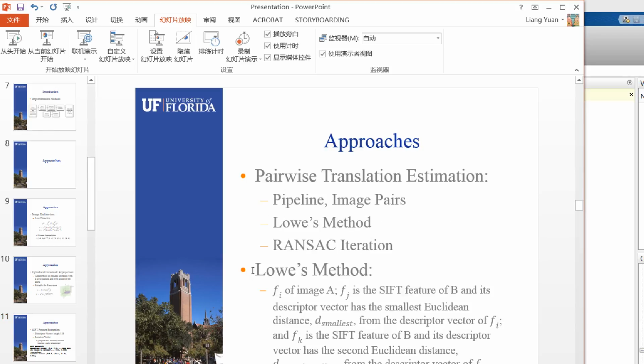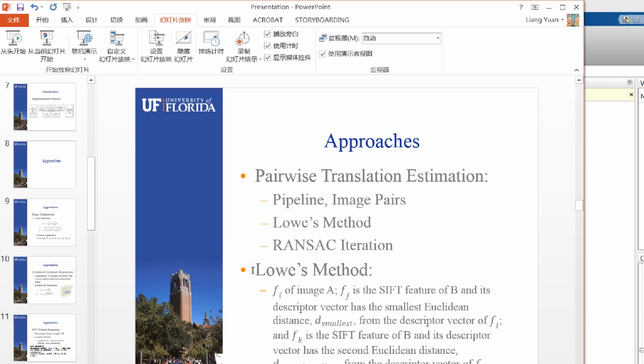And then we enter into the pairwise translation estimation. Here, pairwise means that we do this estimation in a pipelining way: we only compare the first image and the second image, and the second image with the third image, and the third image with the fourth image, and so on and so forth, because we assume that the user will take the images in order, so the input images are in sequence. So we don't have to compare the first image with the third or the fourth image.